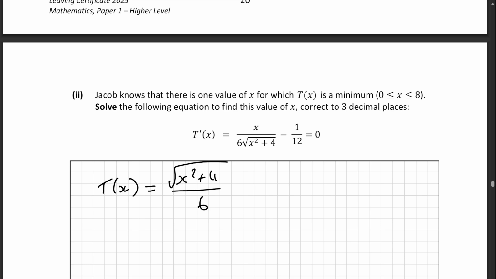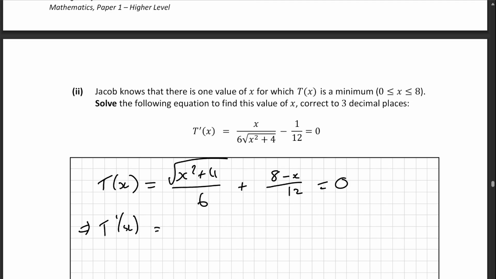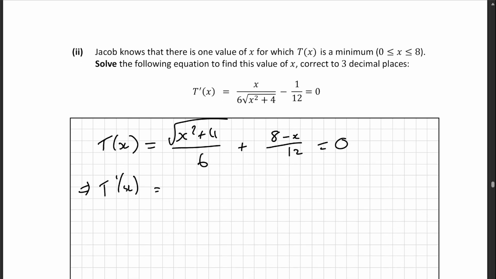There we go. So T of x equals the square root of x squared plus 4 over 6 plus 8 minus x over 12. So we want to just find its derivative. Here we'll use the chain rule, which I'll do in the margin. So u equals x squared plus 4, so du by dx equals 2x. y equals u to the half, so I already know by this point that dy by du is 1 over 2 square root of u.